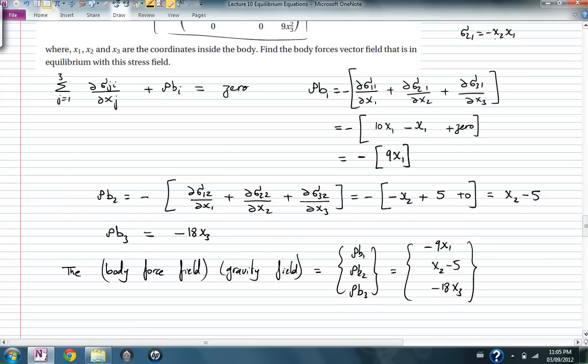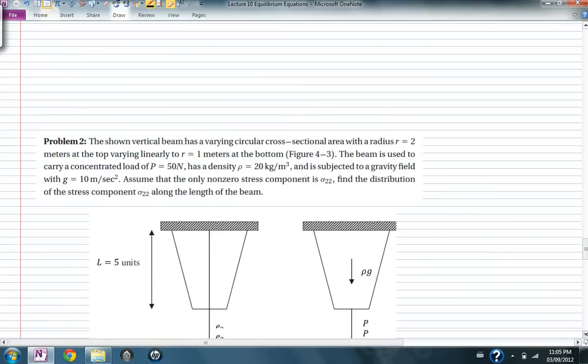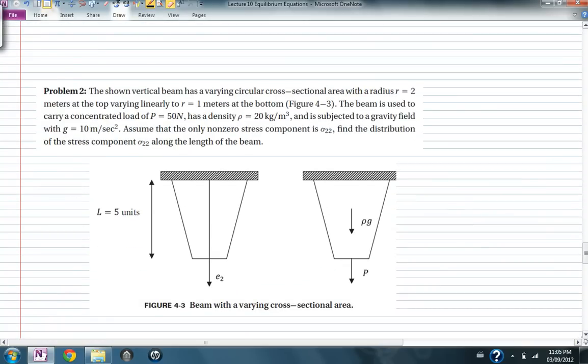In the next problem, we have a vertical beam with a varying circular cross-sectional area. At the top, the radius is equal to 2 meters, and at the bottom, r is equal to 1 meter. And the radius varies linearly.